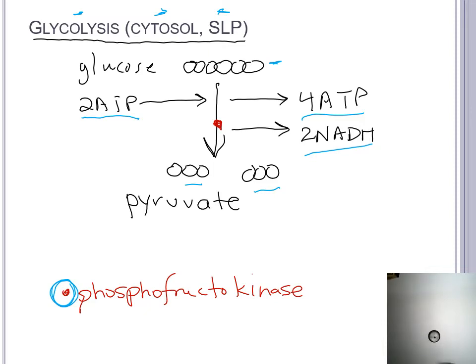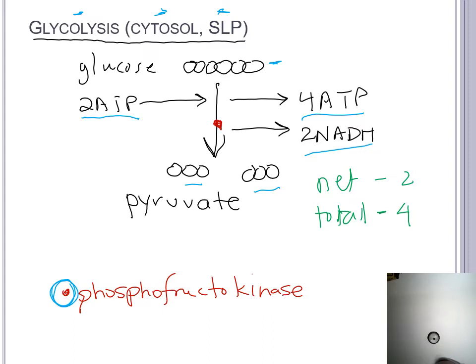You need to be really careful when we talk about the energy that is produced in glycolysis, when we talk about the difference between net and total ATP produced. So you can see that we put 2 ATP in, but we got 4 ATP out. So really what we walked away with was just 2 ATP. So our net ATP production was 2, whereas our total ATP production was 4.